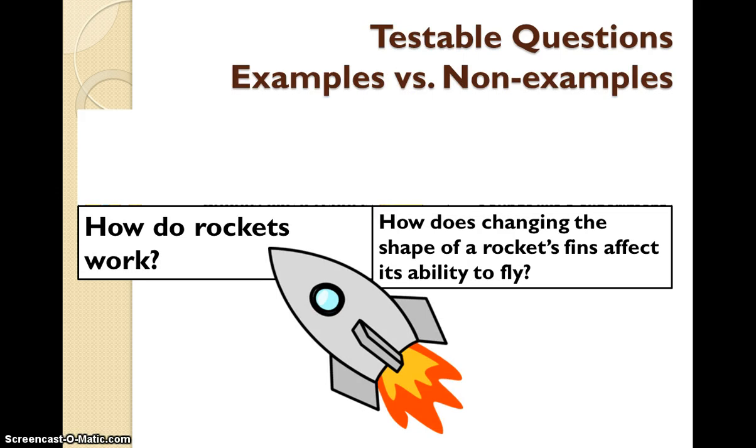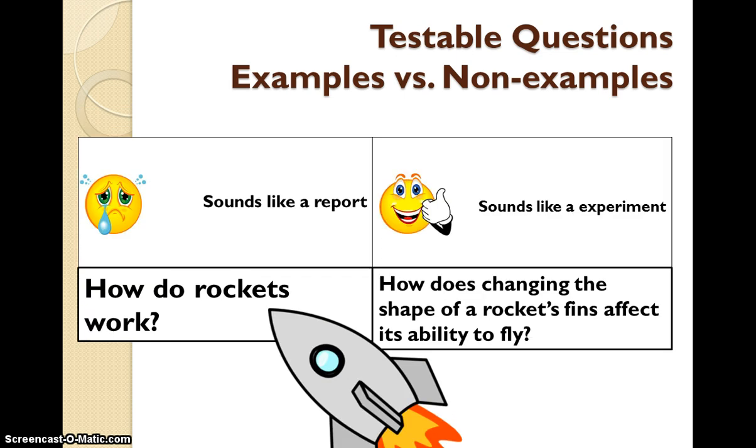Here are two questions. Just think about it for a second. If you want to pause and try to determine, because I'm going to give you the answer in a minute, determine which one of these is a testable question. How do rockets work, versus how does changing the shape of a rocket's fins affect its ability to fly? If you haven't paused it yet, I would do that now. The answer here is this one. This one sounds like an experiment.